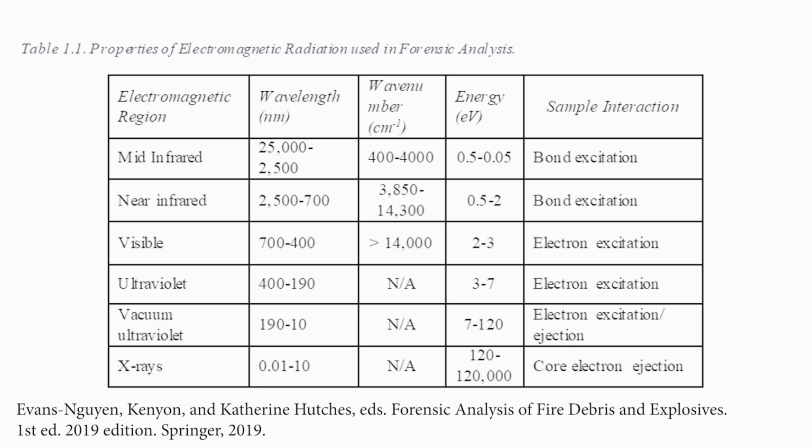And then you get into X-rays, and then not only are you ionizing things by throwing out electrons, but you're throwing out electrons that are at the core of the atoms, core electrons, not valence electrons. And that's a pretty high energy interaction, but it does give you specific information about the atomic composition.